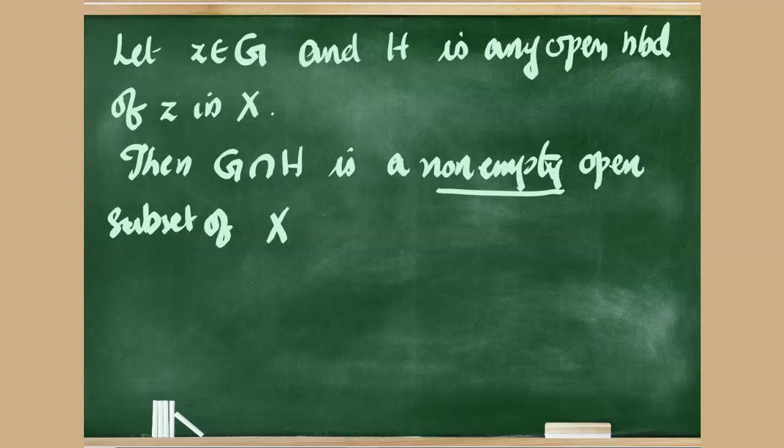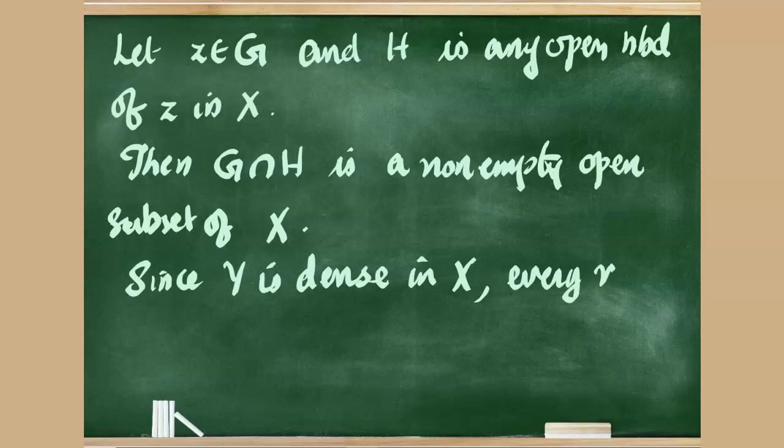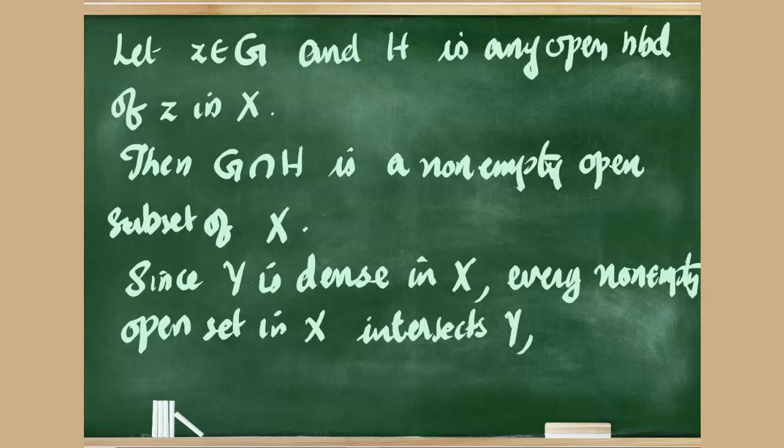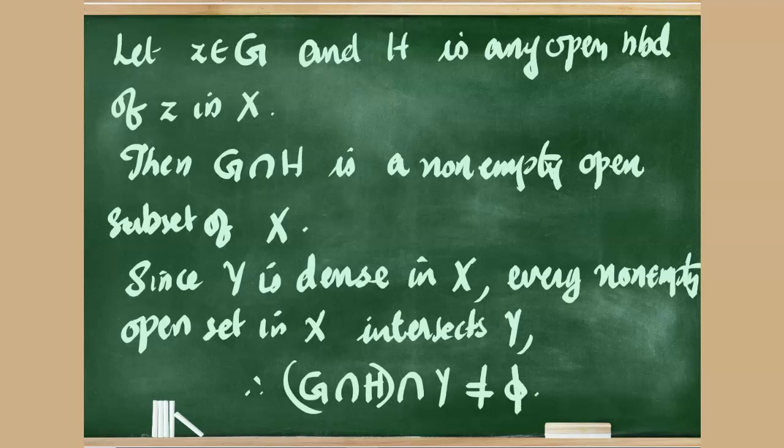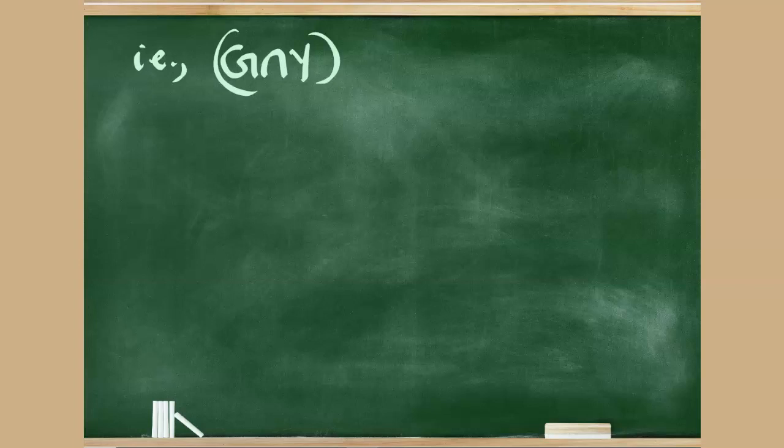Since G is the interior of D in X, G will be open in X. Since H is open, the intersection G intersection H will be an open subset of X. Now, since Y is dense in X, every non-empty open set in X must intersect Y. Therefore, the non-empty open set G intersection H intersected with Y also should be non-empty. That is, G intersection Y intersection H is a non-empty set.